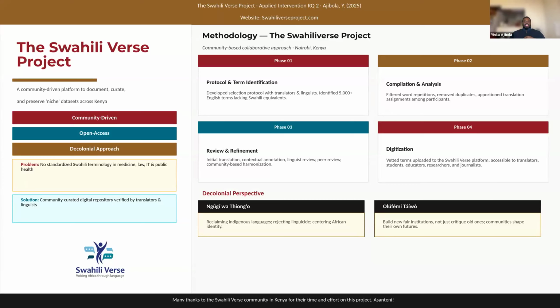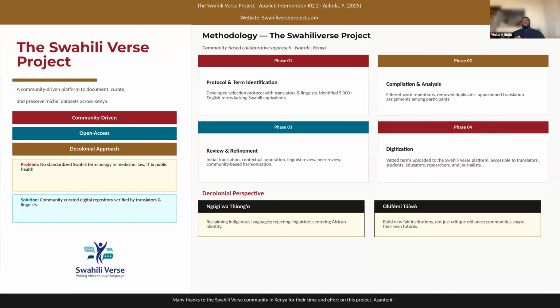project in Nairobi, Kenya, grounded in local context. The project brought together professional translators, linguists, and academics to collaborate and create Swahili equivalents for these missing terms. In total, 18 volunteers participated and we curated over 5,000 terms, which were reviewed, validated, and published in open access. But there is something much more important that carried me through this process.